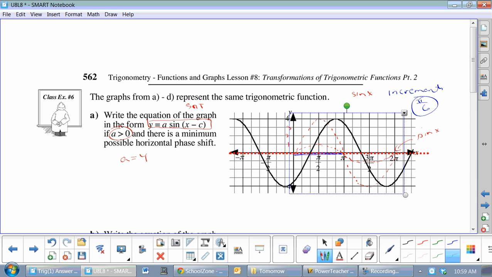So if you know your increments, how many of them did I move right? 2 pi over 6. So we did 2 pi over 6 right. Now, do you think they're going to have 2 pi over 6 on the answer? They're going to have pi over 3 right, okay? So the equation is now y equals 4 sine pi... Plus or minus? Minus pi over 3. That is that graph.